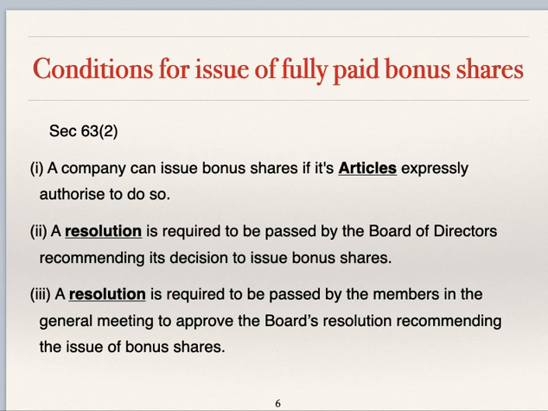And in case of the members' resolution, it must be mentioned that the company's intention is to capitalize the profits or reserves, and in the members' resolution it is necessary to mention the amount of profits and reserves which are to be capitalized, that is, the profits and reserves which will get transferred to share capital, which will turn into share capital.